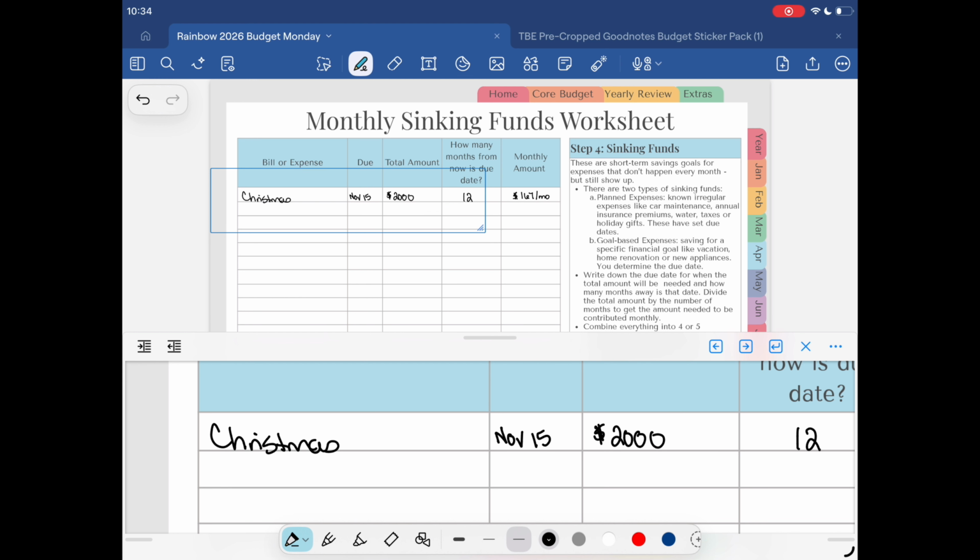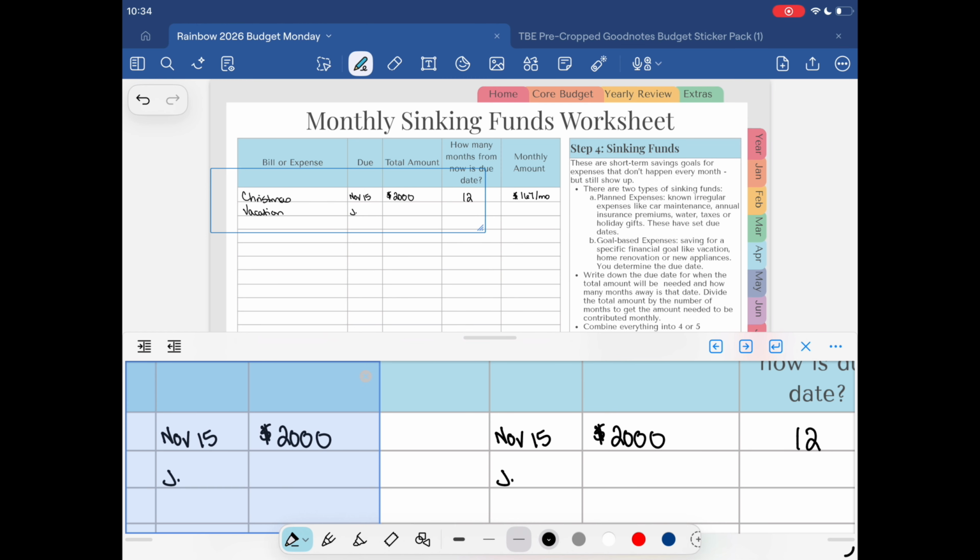My next sinking fund is our vacation fund. So we take a family vacation the first week after school lets out at the end of June. So we like to have this by June 15th. This year I saved just under $2,000, which was a great help, but wasn't quite enough. So next year I'm going to do $3,000.